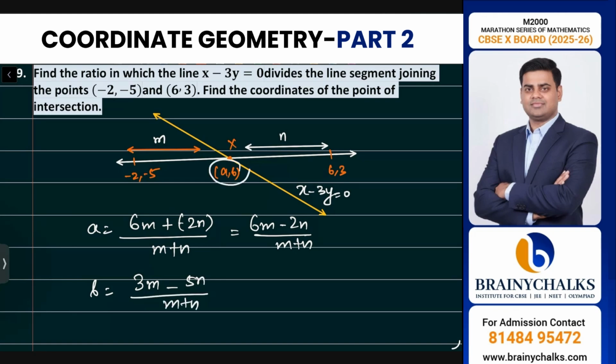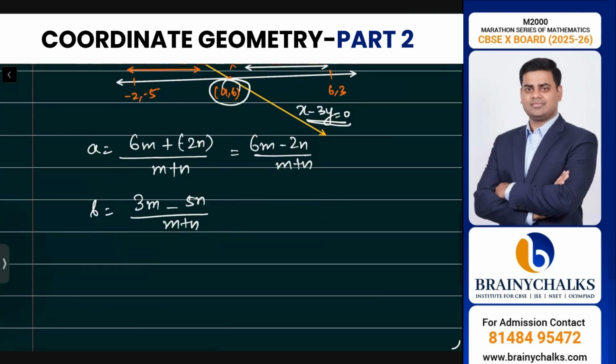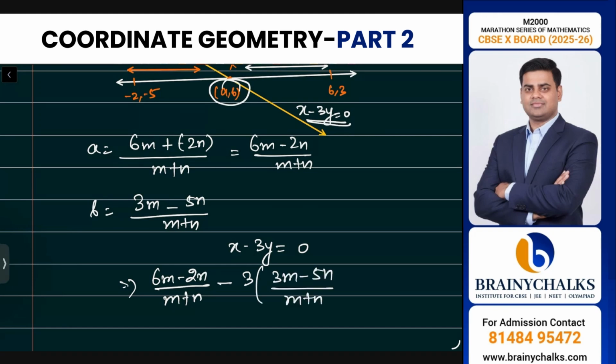And again a, b lies on the line x minus 3y equal to 0. So it must satisfy x minus 3y equal to 0. So put the value of a in place of x: (6m minus 2n) by (m plus n) minus 3 into (3m minus 5n) by (m plus n) equal to 0.